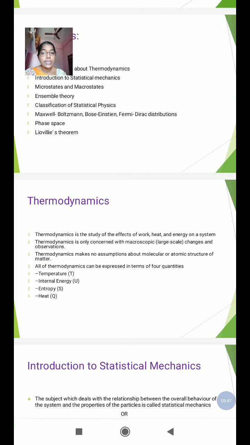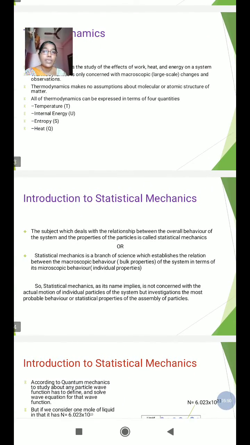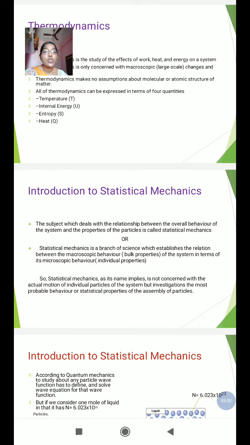Next, introduction to statistical mechanics. This subject gives the relationship between the overall behavior of the system and the properties of its particles. It gives the relationship between macroscopic properties and microscopic properties. Very simple: by using statistical mechanics, we get the macroscopic behavior in terms of microscopic behavior.